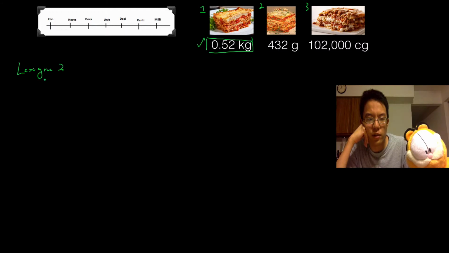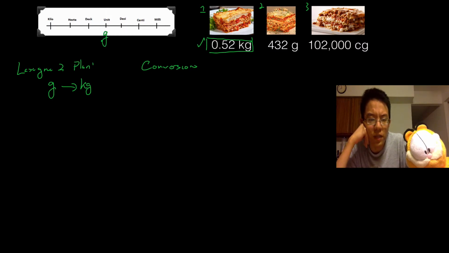Lasagna 2. I'm going to write my plan. So the plan here is I want to get to kilograms. That's my final goal. And I'm starting with grams. Okay, so I have grams and I need to get to kilograms to compare with that. All right, well, I like writing my conversions so that I can do the math very easily. I know how to convert from grams to kilograms using this scale here. I know grams is a base unit. I know kilograms is right here. So I just got to figure out a conversion between them.